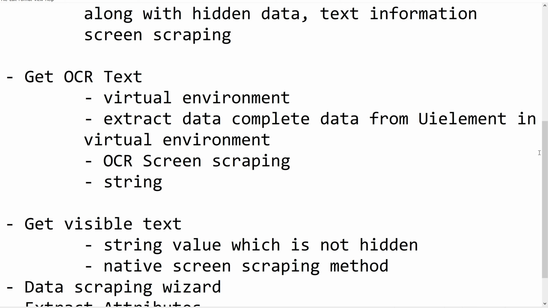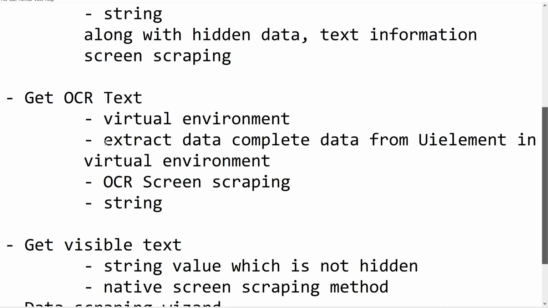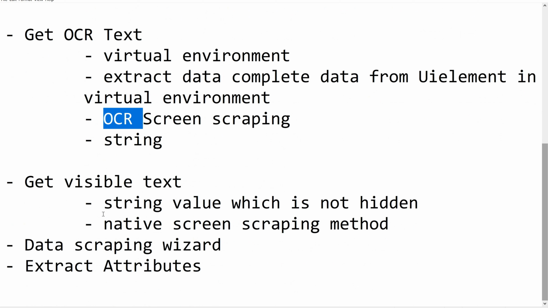So if you see here, the full text, it will be going with the full text screen scraping. And OCR text will be auto generated when we use OCR screen scraping along with the container. And here visible text will be auto generated when we use the native screen scraping method.